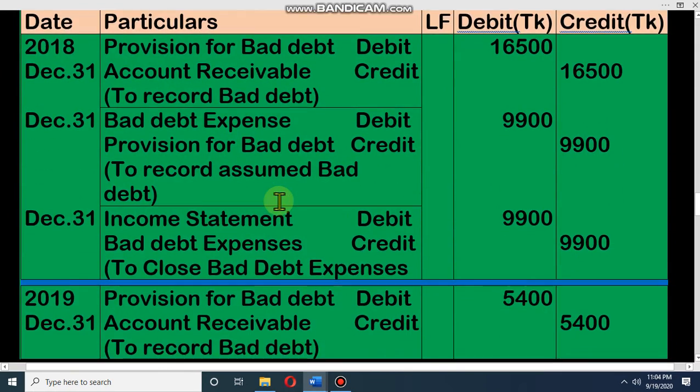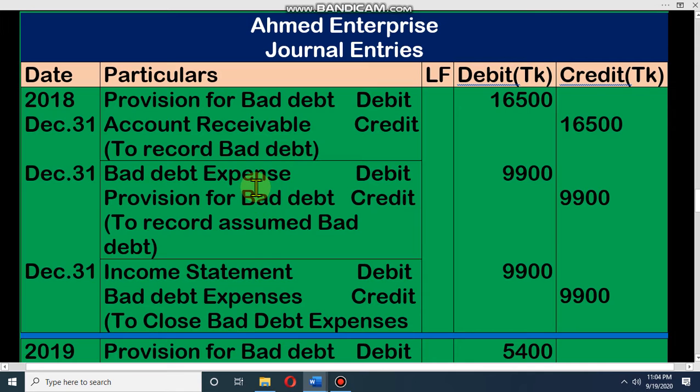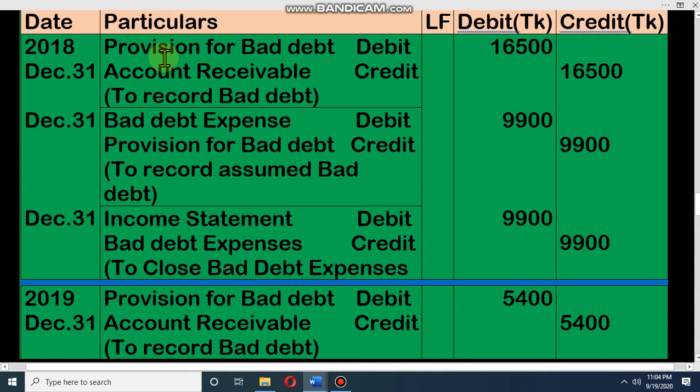Dear student, the recording process of bad debt is very easy, because there is a fixed journal for every year. Look at the first journal: provision for bad debt or reserve for bad debt debit, account receivable credit. Then bad debt expenses debit, provision for bad debt credit, and next, income statement debit, bad debt expenses credit. This is fixed for every year.